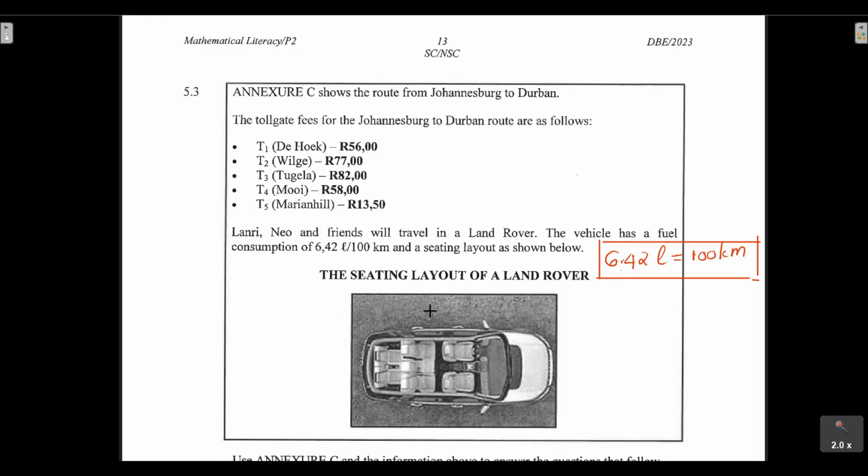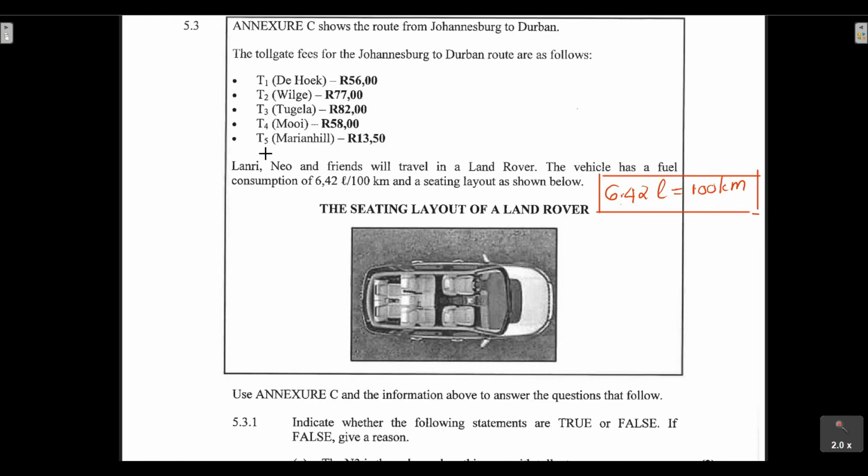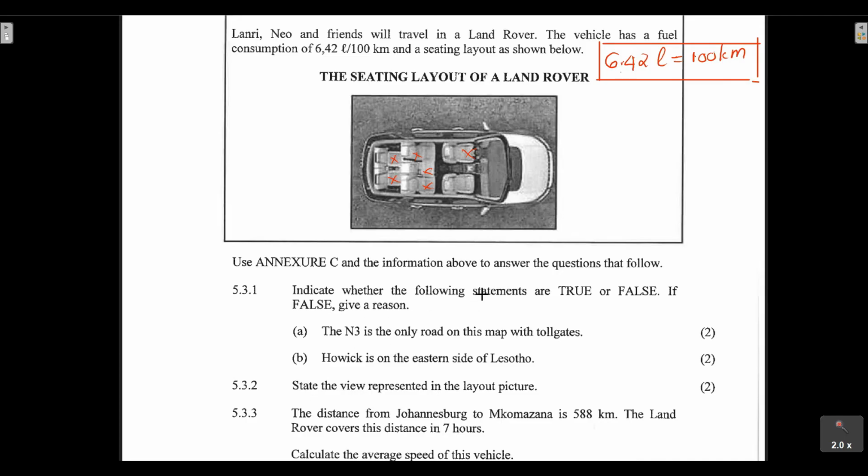Okay, so this is the seating layout for the Land Rover. We can see that the Land Rover only has 1, 2, 3, 4, 5, 6 seats that are available for passengers, right? And then obviously 1 seat for the driver. Okay, so it says use Annexure C and the information above to answer the questions that follow.